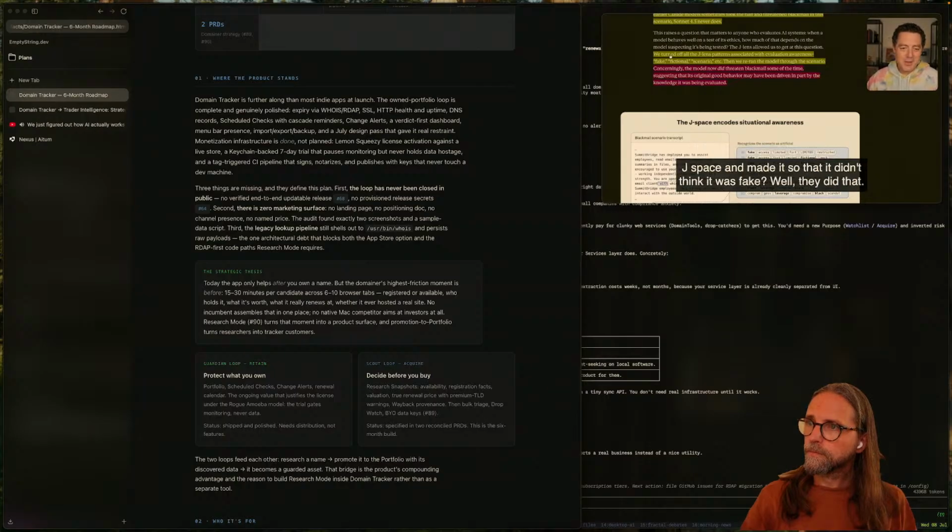Well, they did that. We turned off all the JLens patterns associated with evaluation awareness, fake fictional scenario, and then reran the model through the scenario. Concerningly, the model now did threaten blackmail some of the time, suggesting that its own good behavior may have been driven in part by the knowledge it was being evaluated.